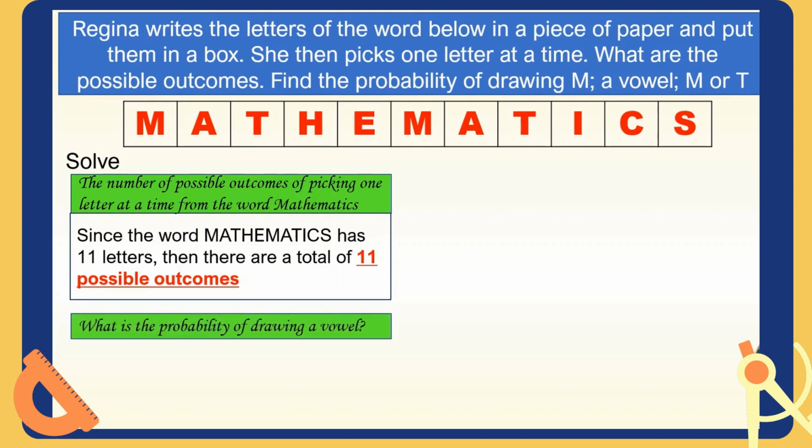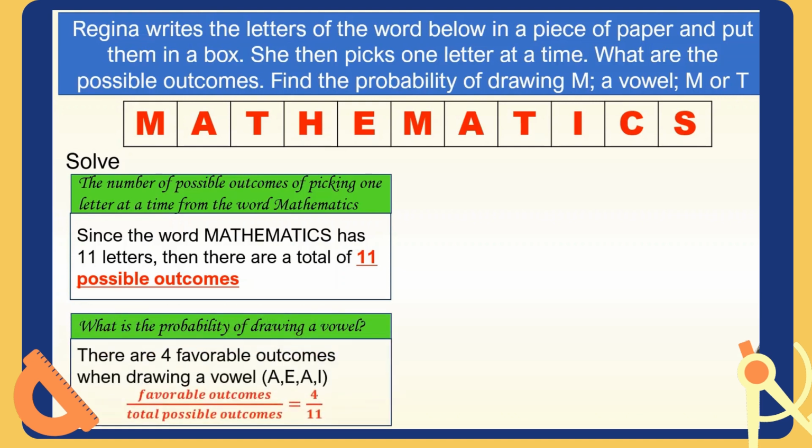Next, what is the probability of drawing a vowel? So, ilan ang tsansa na mabubunot naman ang mga vowels natin? Ano nga ba yung mga vowels na tinatawag? Ito yung A, E, I, O, U. Okay, sa Tagalog, yan po tinatawag nating vowels.